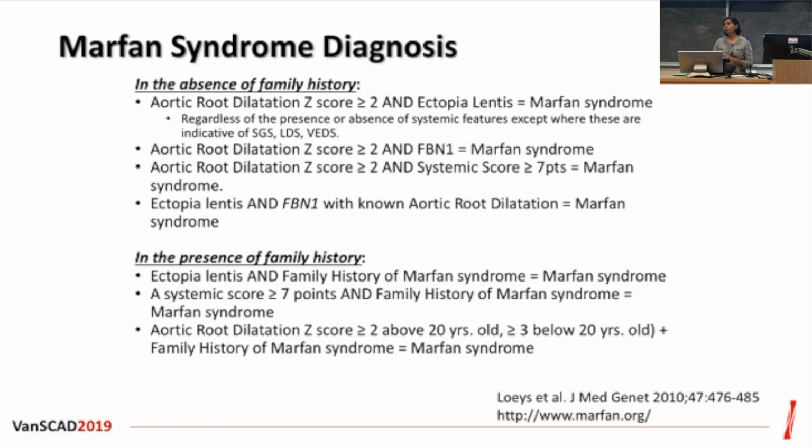There are some very, very helpful online tools. So the National Marfan Foundation has a website where all of these criteria are listed, and there's a score sheet that I'll show you where to go. So this isn't something you need to necessarily memorize, but know what these features are.